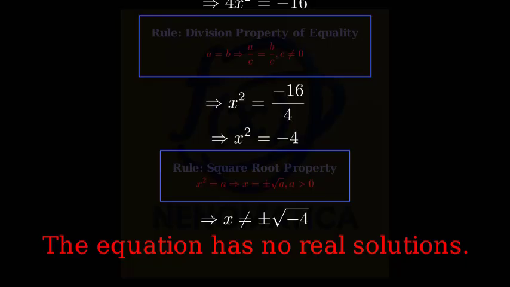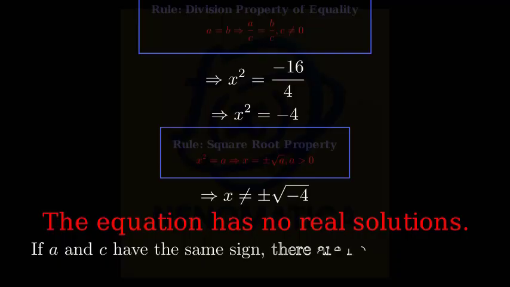Why does this equation have no real solutions? This is because the number under the square root is negative. In the real number system, we cannot take the square root of a negative number. The reason for this is that a and c are not of opposite signs. In our second example, a equals 4 and c equals 16.